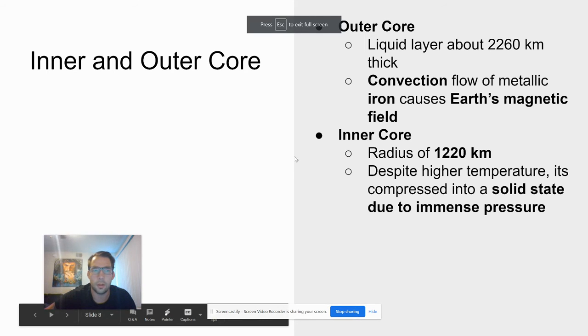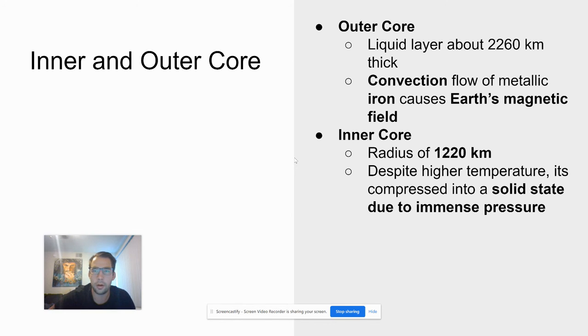Okay, so back to this. We have our inner and our outer core. Our outer core is a liquid layer made up of iron and nickel, and it causes our Earth's magnetic field. So convection is occurring in this layer. We have that flow of hot iron and nickel going on, and that flow and movement of the metals causes the Earth's magnetic field.